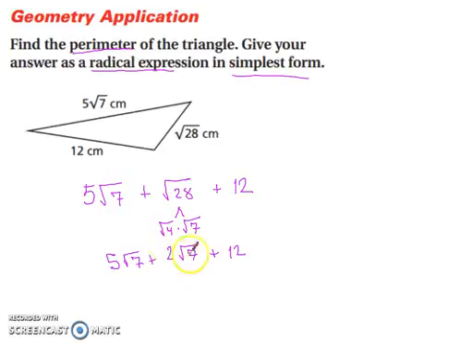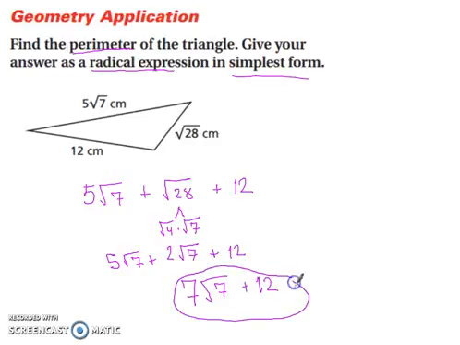And now we can combine our like radicals. So we have the square root of 7 and the square root of 7. So 5 and 2 make 7. So we end up with 7 square roots of 7. And then this 12 is just chilling out off to the side because we can't combine it with anything. It doesn't have a radical to combine. So our perimeter is 7 square roots of 7 plus 12.